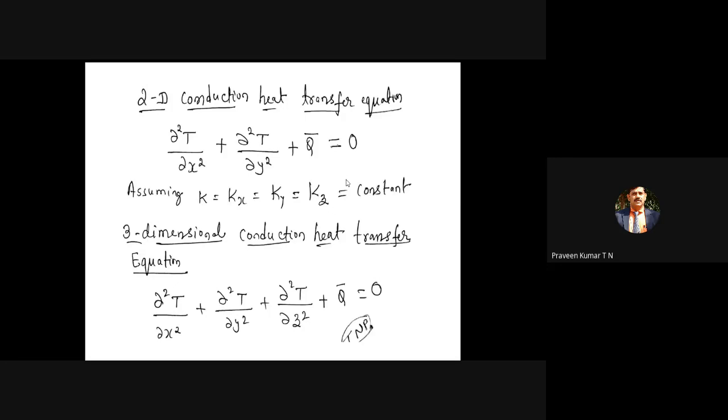Suppose you heat a steel scale. There may be a variation of temperature along the length of the scale: one end may be at 200, the other end at 100. Along the width of the scale, one end may have 100 degrees Celsius and the other end 200 or 300 degrees Celsius. That is, a variation of temperature along the x direction as well as the y direction exists. Then such type of heat transfer is referred to as two-dimensional heat transfer.